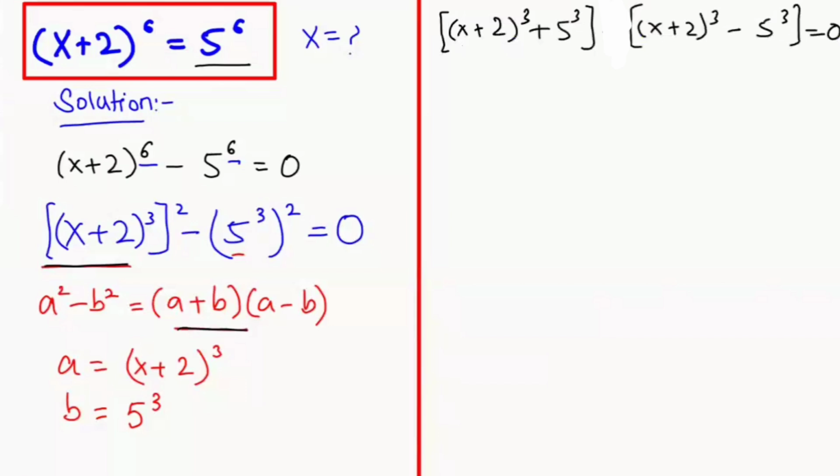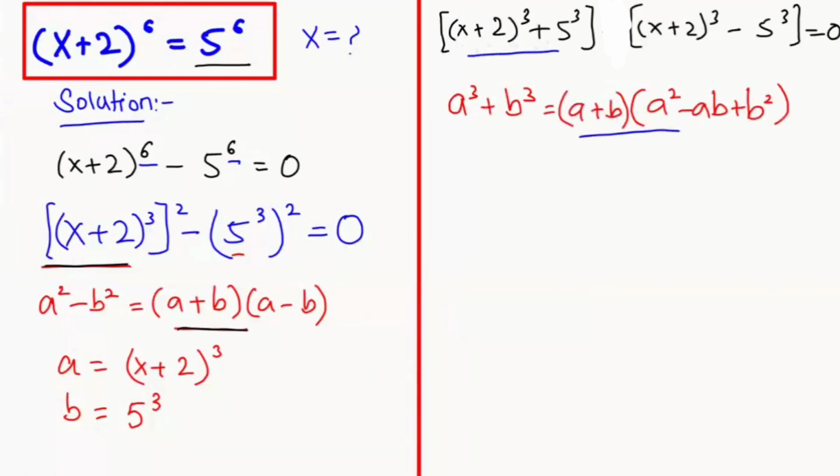Now here I will apply another algebraic identity, that is a^3 + b^3 = (a + b)(a^2 - ab + b^2). Here I will apply this formula, and this is our a and this is our b value. So I'm going to solve out this first expression. The a value we have is x+2, with this positive sign, and the b value we have is 5.